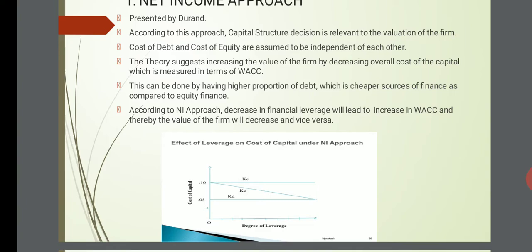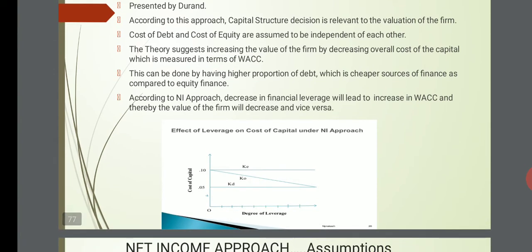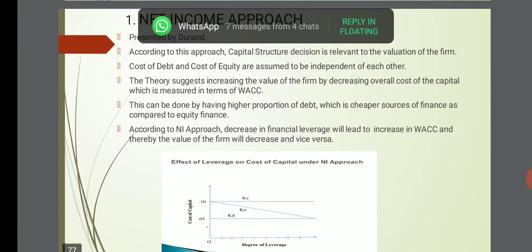If you look into this diagram, in the x-axis we have degree of leverage, and in the y-axis we have cost of capital. KD is represented by cost of debt, KE is cost of equity, and KO is overall cost of capital. If you increase the component of debt in the capital structure, you can see that overall cost of capital is sloping down, and it will be equal to cost of debt after some time. So this is the effect of leverage on cost of capital under the NI approach, net income approach.